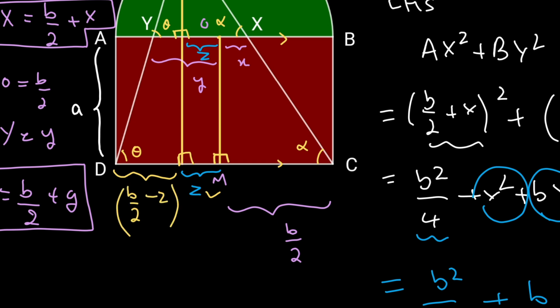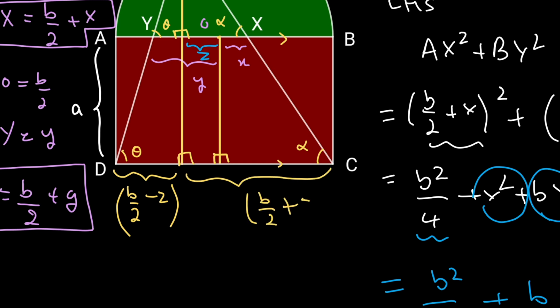Okay, now similarly the length from this point M to C is equal to b/2, and the length from this point M to this perpendicular is equal to z. Therefore the complete length from this perpendicular to the point C will turn out to be b/2 plus z. So the length from this perpendicular to this point will turn out to be b/2 plus z.